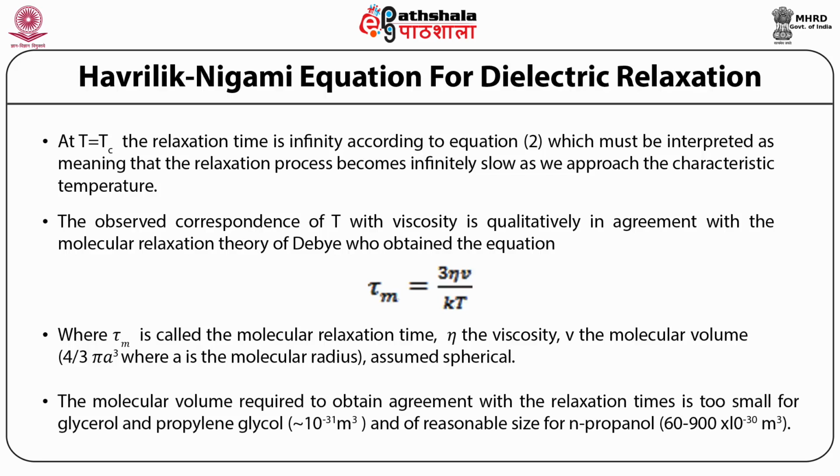The molecular volume required to obtain agreement with the relaxation times is too small for glycerol and propylene glycol, which is 10 to the power minus 31 meter cube, and of reasonable size for N-propanol, which is 60 to 900 into 10 to the power minus 30 meter cube.